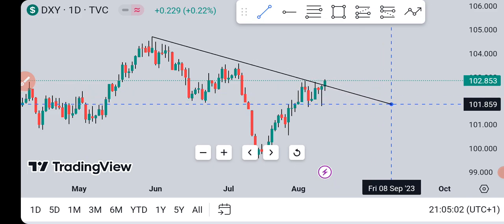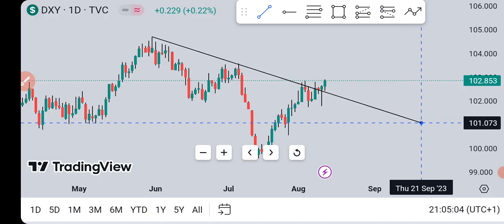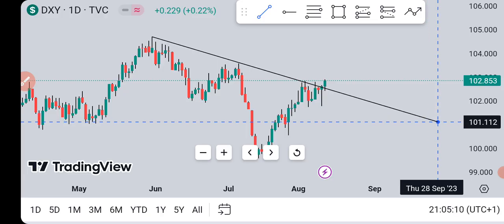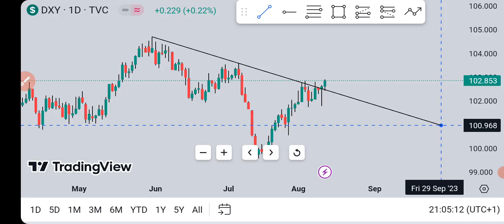Now this is it. Many people use the dollar index the wrong way. I'm not saying I'm the best, I'm not the best, but I know what I'm saying, guys.